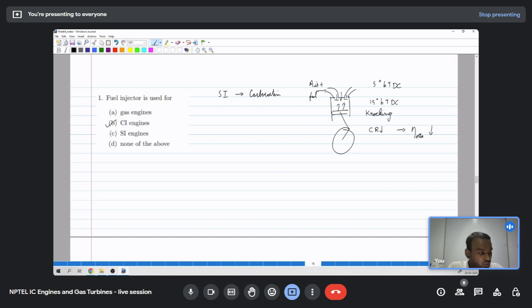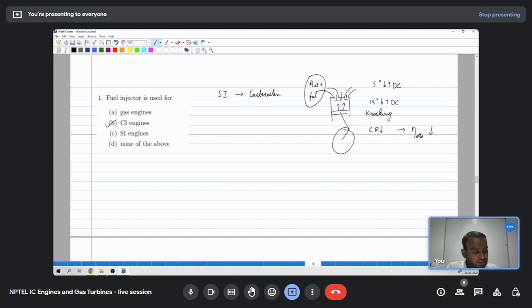Now if you want to increase the efficiency further, you want to increase the compression ratio, but you have to avoid the problem of auto ignition. This can be achieved by not sending the fuel and air mixture into the intake system, and sending only the air into the cylinder and then injecting the fuel instead of sparking.